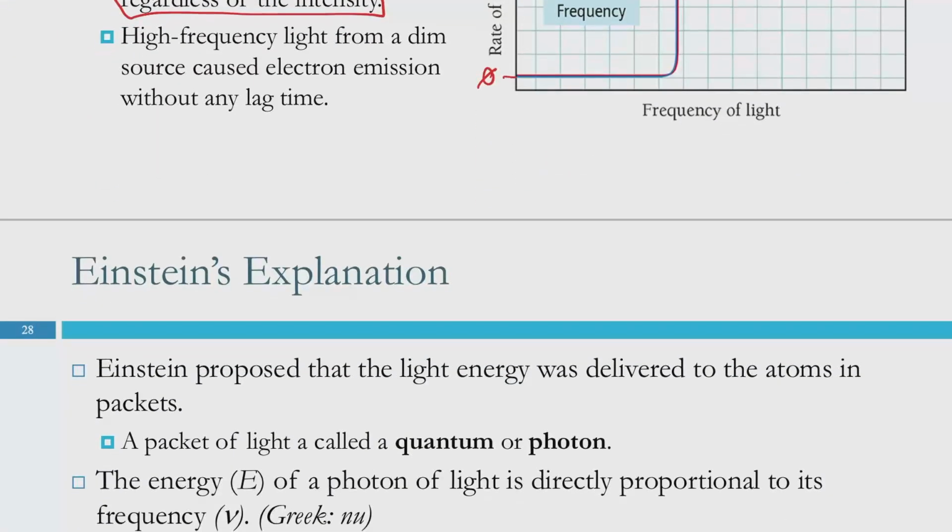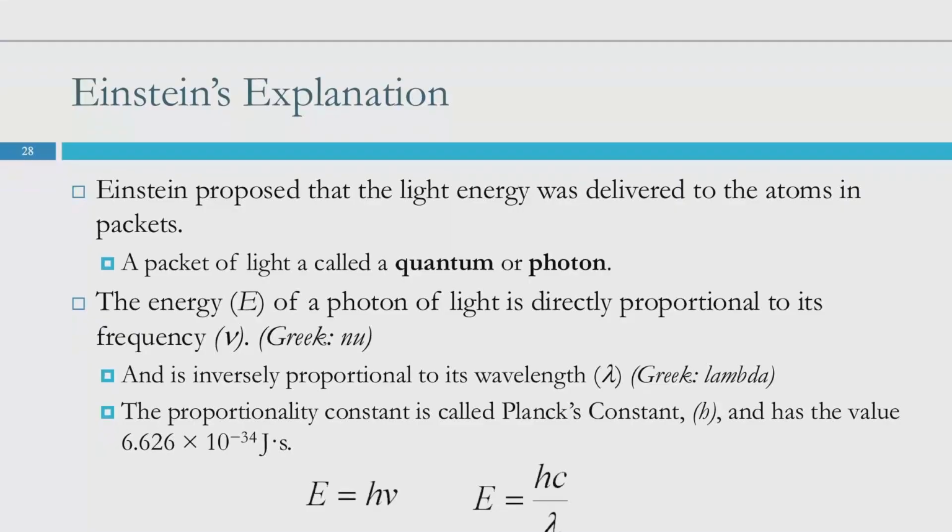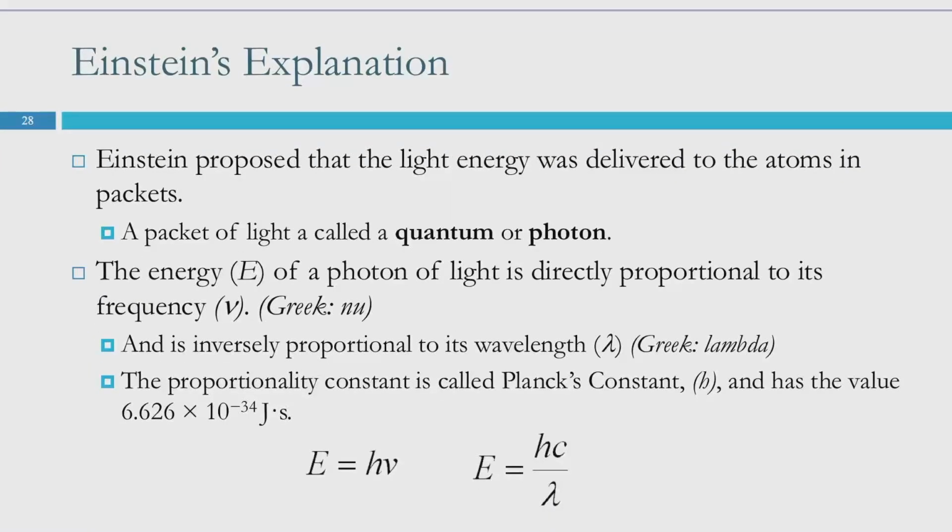So Einstein proposed an explanation for this. He proposed that the light energy was delivered to the atoms in packets, little bursts of energy. We call a packet of light a photon or a quantum. We've probably heard photon more frequently.